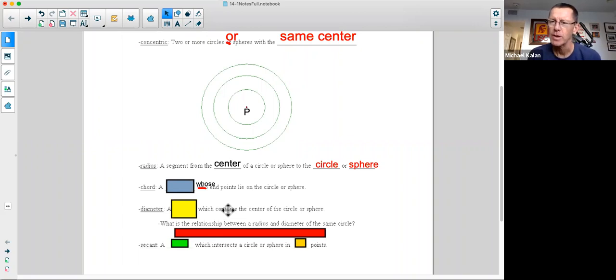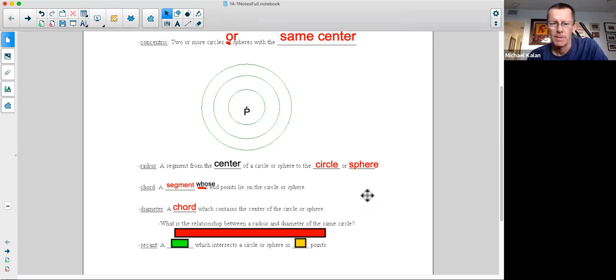And a chord. Okay, we're not talking about a music chord, although those are important too. A chord is a segment whose endpoints lie on the circle or sphere, both endpoints, okay? A diameter is a very special type of chord. All chords are special, but diameters are very special. It's a chord which contains the center of the circle or sphere.